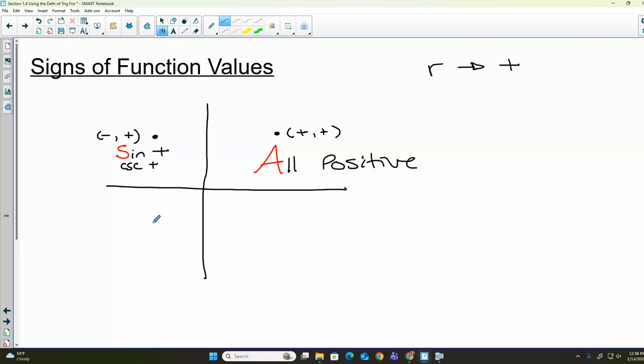Okay, in quadrant 3, what's true about x and y? They are both negative. So when I do sine, y over r, that's negative, so cosecant would be negative. When I do cosine, x over r, that's negative, so secant would be negative. When I do tangent, y over x, what do I get? Positive. So in quadrant 3, tangent and its reciprocal, cotangent, are both positive. Everything else is negative.